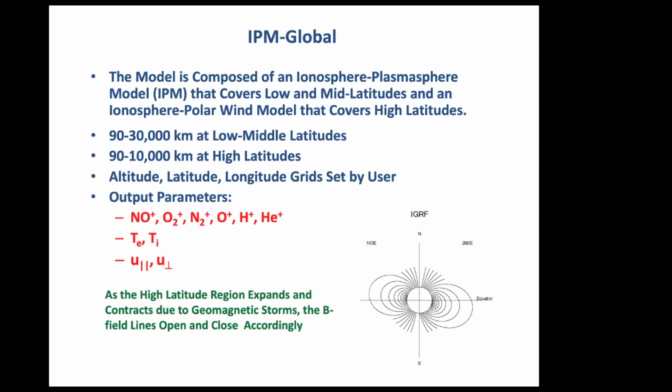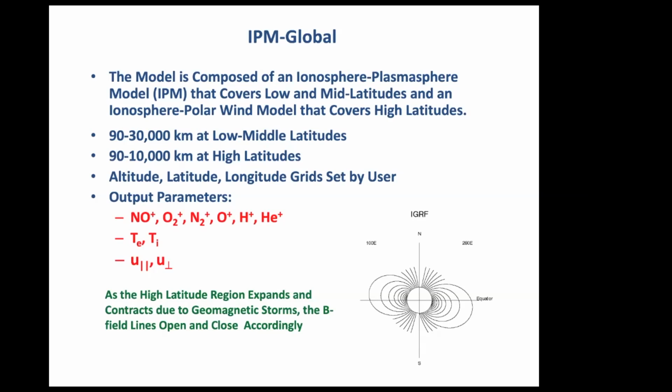Another model that is important for both our research efforts and our data assimilation efforts is IPM Global. This model is composed of an ionosphere plasmasphere model, the IPM, that covers low and mid latitudes, and an ionosphere polar wind model that covers high latitudes. The altitude range at mid-low latitudes is from 90 to 30,000 kilometers. At high latitudes, the altitude range is from 90 to 10,000 kilometers. As with the IPM, the altitude, latitude, and longitude grids can be set by the user.